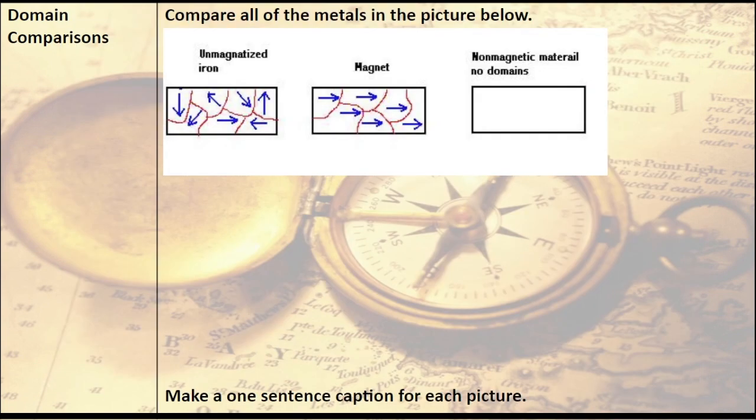Now we're going to compare all the metals in the picture below in regards to those domains that we talked about. So over here, we have an unmagnetized iron, then we have a magnet itself, then we have a non-magnetic material with no domains.